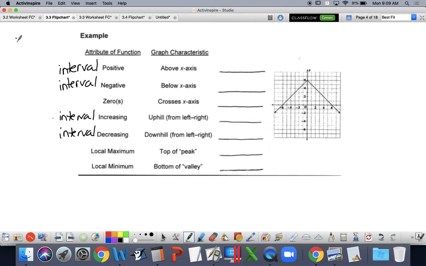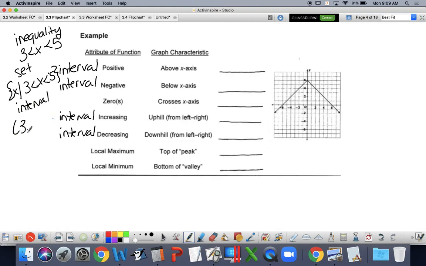We got our inequality, that's like 3 to 5. We've got set, for all real numbers x, 3 to 5. And then we have interval, where we don't have to worry about x's or less than or equal to, greater than or anything like that. We just write this. So which one of these 3 would you like to use?